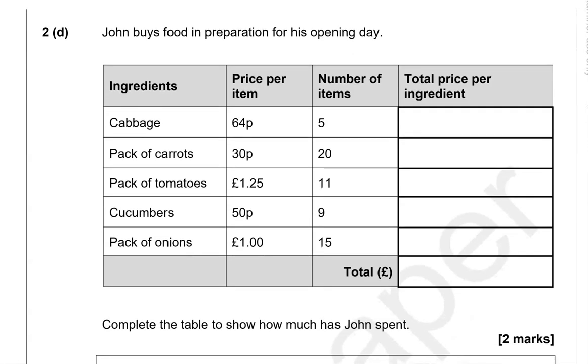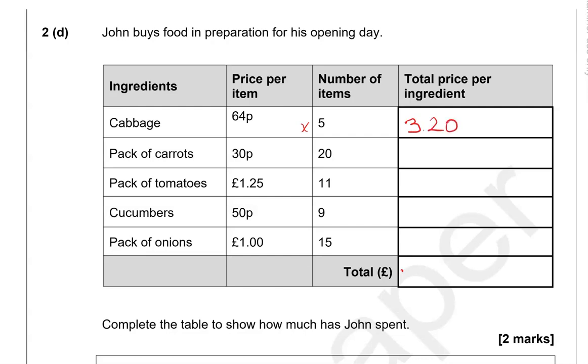John buys food in preparation for his opening day. So we've got ingredients, price per item, number of items, total price per ingredient. Complete the table to show how much has John spent. So we've got cabbage, 64 pence, number of items, that is 5. So we're going to multiply them together. We need to give the final answer in pounds, so we're going to try and give this in pounds as well. So by multiplying 64 by 5, we get 320.